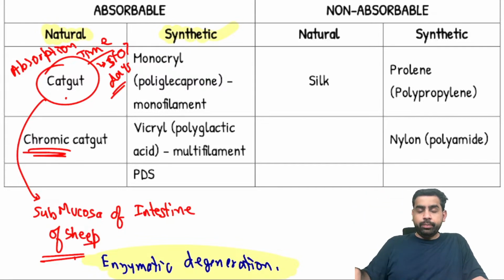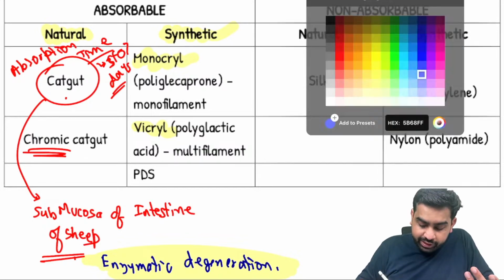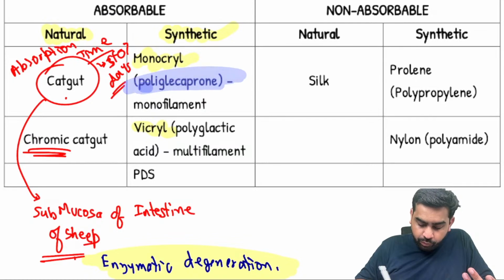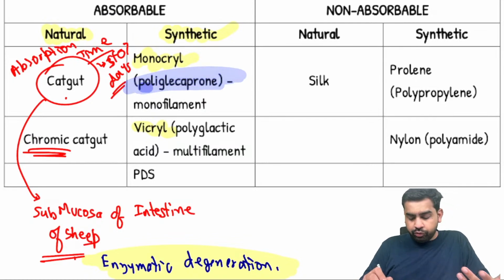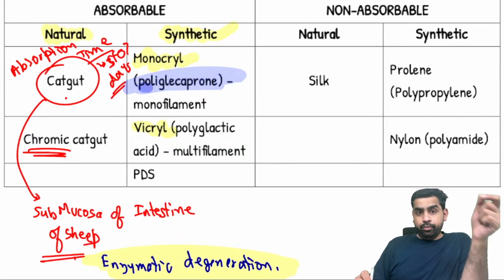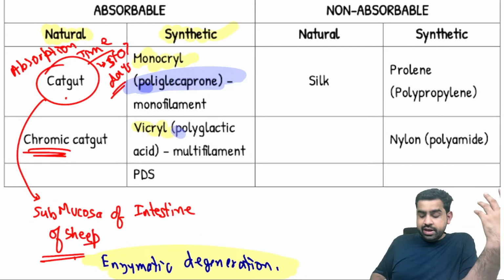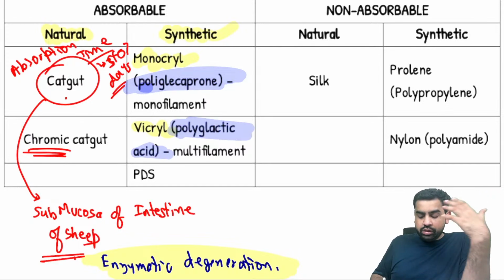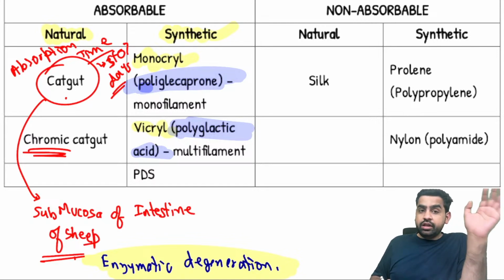Understood? Right. Now coming to the synthetically occurring absorbable sutures. What are the synthetically occurring absorbable sutures? We have two categories of this, monocryl and vicryl. What is monocryl? The chemical name for monocryl is polyglycaprone. So that is what you need to understand. What is vicryl? It is polylactic acid. These are the chemical names.